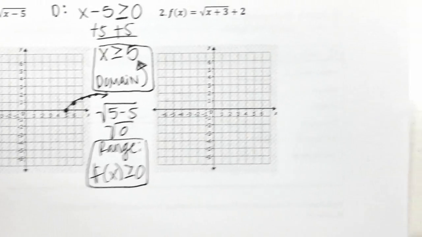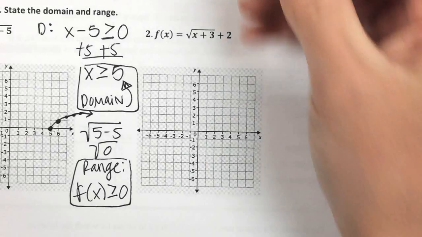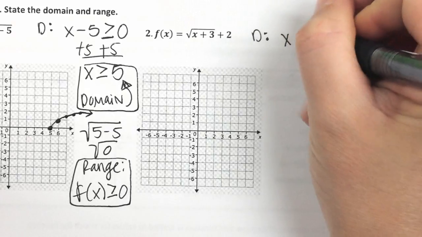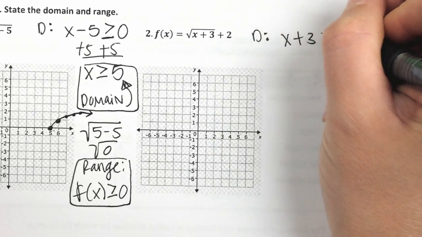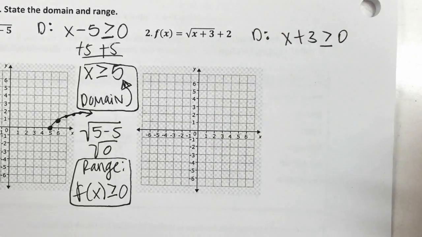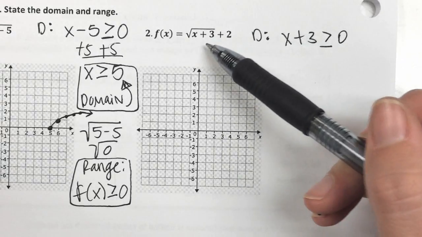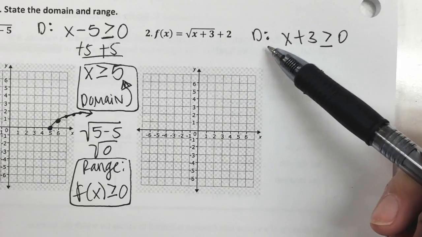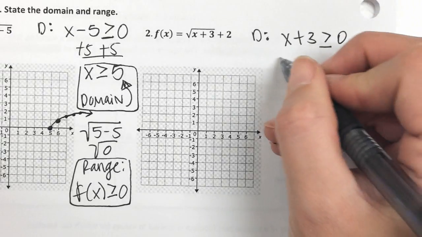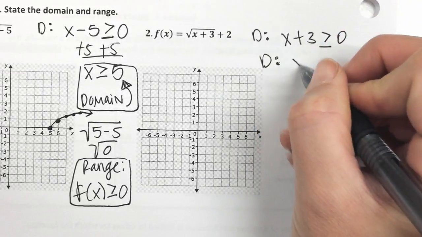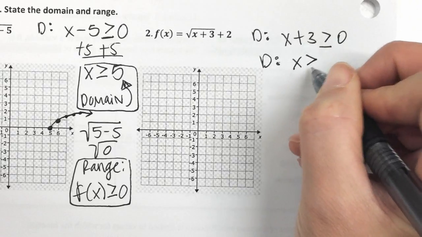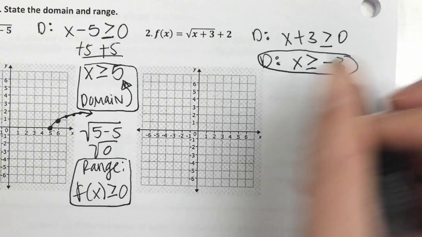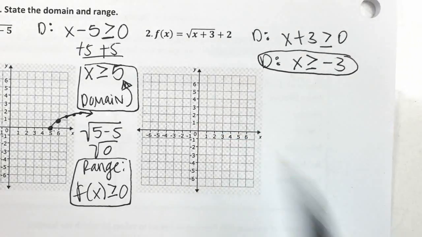Okie dokie. Then for this one, for the domain, tell me how to set up the equation. Perfect. Again, we're not concerned with the 2 on the outside because that's moving on the y-axis. We're just worried about the domain, which is your x value. So what would my domain be? x is greater than or equal to negative 3. Good. So the 2 isn't under the radical? No, it's not underneath. It's on the outside.